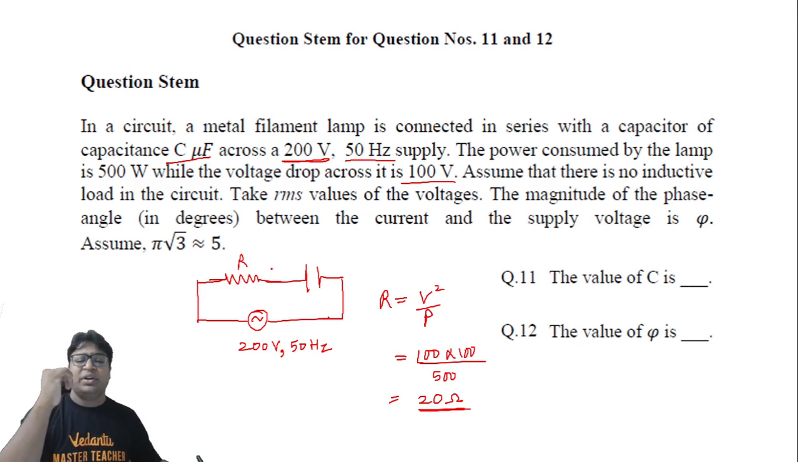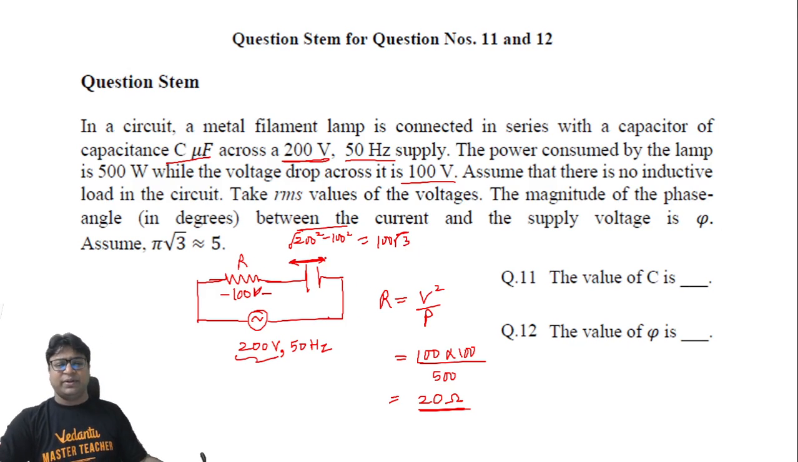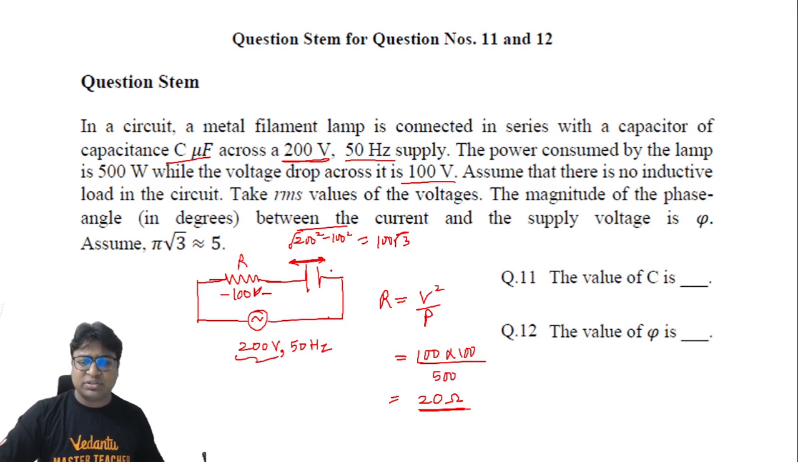See, if we are using a voltage source of 200 volt and if the voltage drop across the resistance is 100 volt, that means the voltage drop across the capacitor would be equal to root of 200 square minus 100 square. So it becomes 100 root 3. Okay. So this is the voltage across the capacitor.